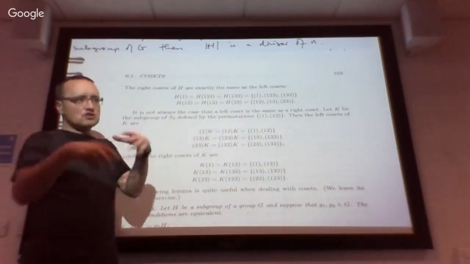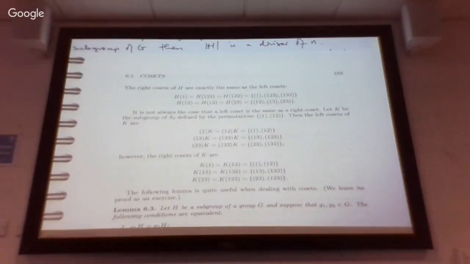So the partition produced by the left cosets is not in general the same as the partition produced by the right cosets. When your subgroup does produce the same partition, whether you use left cosets or right cosets, that is significant, and we'll be studying that case later on. It enables you to do some quite interesting group operations, or it allows you to study the group in quite an interesting way.